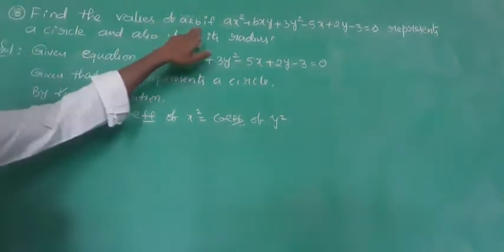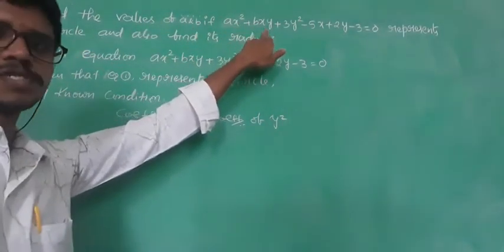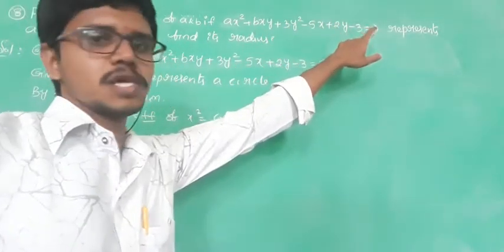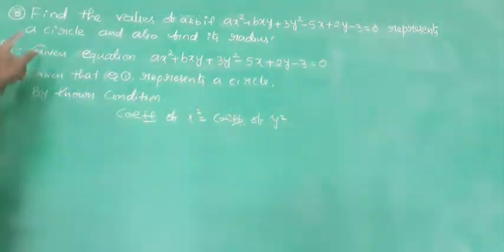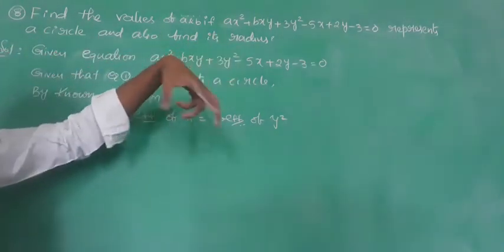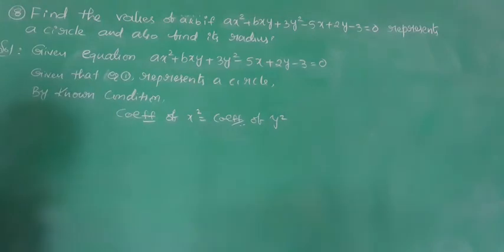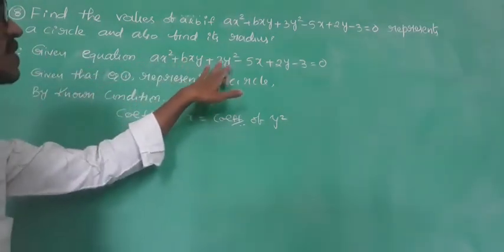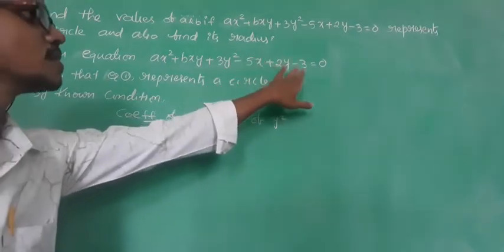Okay, see, another problem is to find the values of a and b, if ax square plus bxy plus 3y square minus 5x plus 2y minus 3 equal to 0 represents a circle, and also find its radius. So same as the previous problem. The given equation is ax square plus bxy plus 3y square minus 5x plus 2y minus 3 equal to 0.